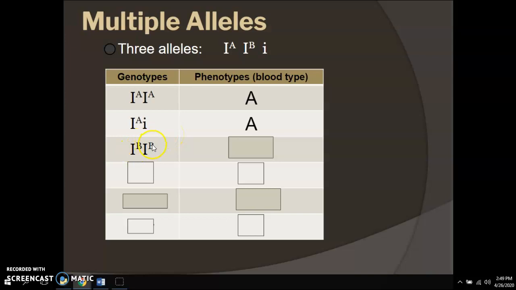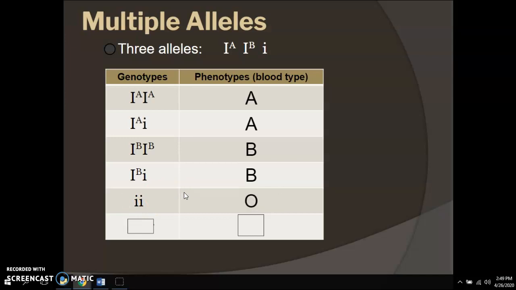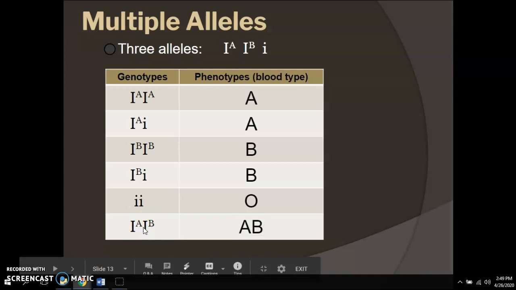If you have IB, so you have those B alleles, you're going to have B blood type. If you have B with a little lowercase i, that is completely dominant to the O blood type, so you're going to have B blood type. If you have two recessives, so if you have the ii, you will have O blood type. And then the last one is if you have an A allele and a B allele, those are both dominant, right? It's going to be kind of like our co-dominant, and you're going to have an AB blood type.